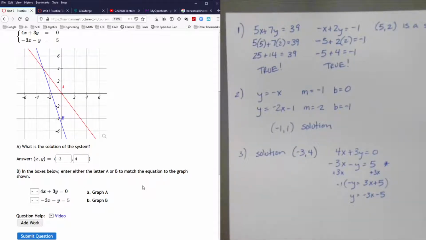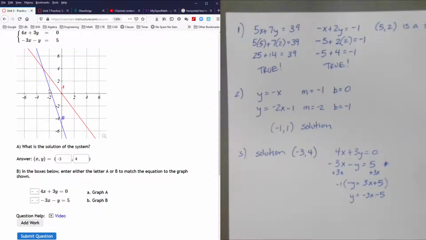So that tells me that this second equation here crosses the y-axis at negative 5 and has a slope of negative 3. Well, if I look at these two lines, line B crosses the y-axis at negative 5, and it's also got a slope of negative 3. And I can tell that by looking at the values here.